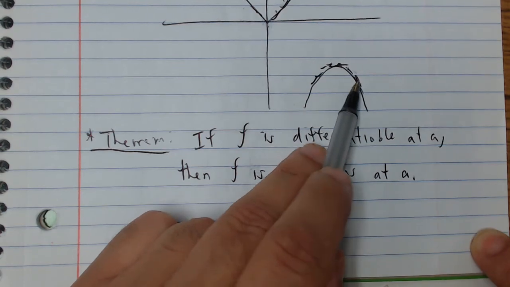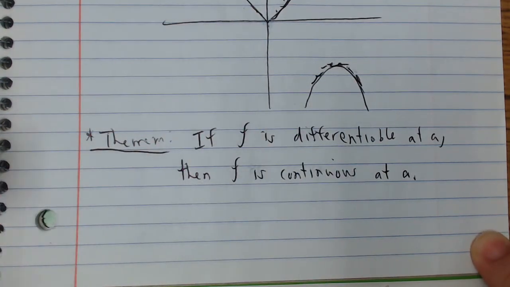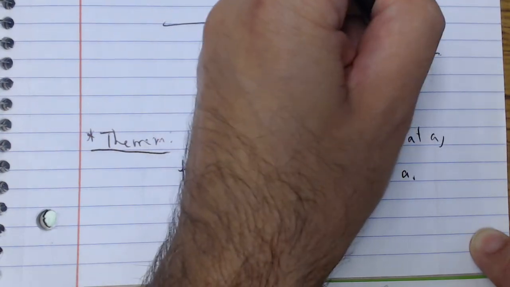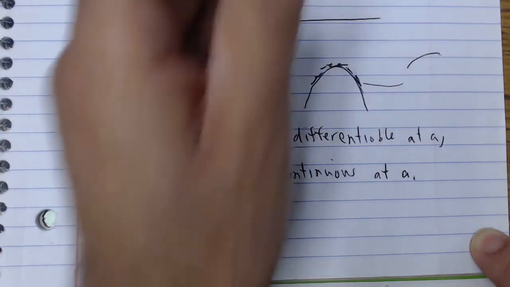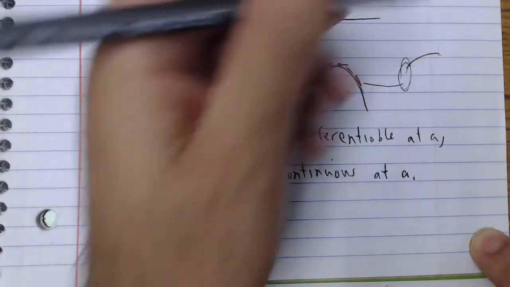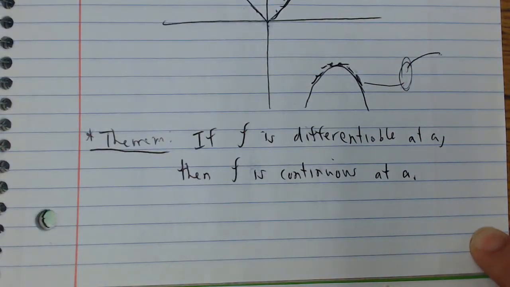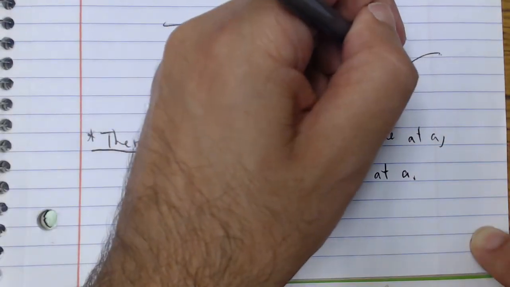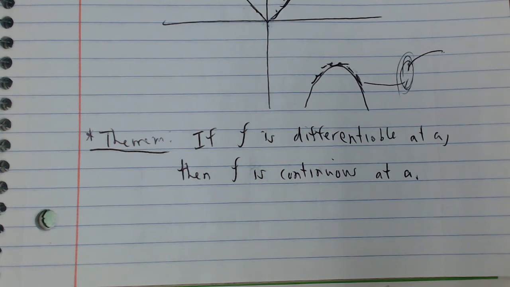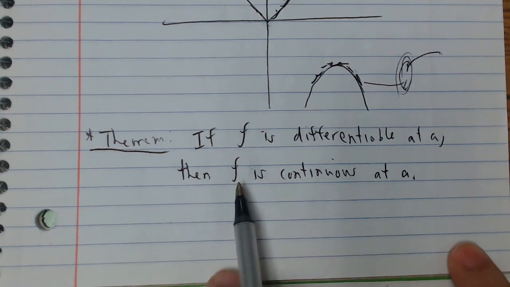But if the slope of the tangent doesn't exist, then for example, if I have something like this, I have a break here. I can't draw one tangent that describes the graph because what is it? Is it this tangent or that tangent? So, if f is differentiable, then we could say it's continuous.